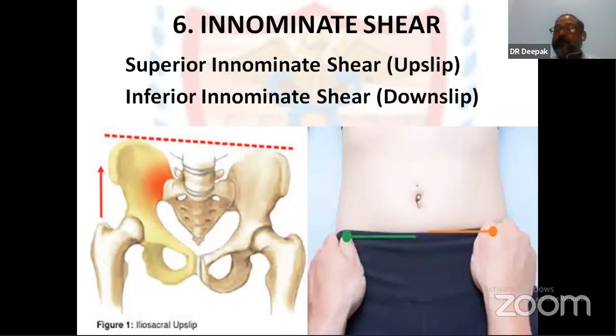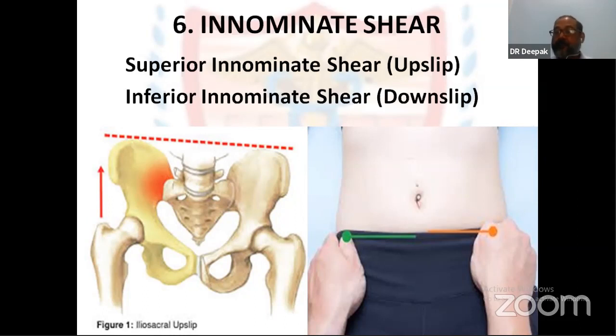Then the next dysfunction is innominate shear, that is superior innominate shear or inferior innominate shear. Superior innominate shear is also known as upslip, and inferior innominate shear is downslip.